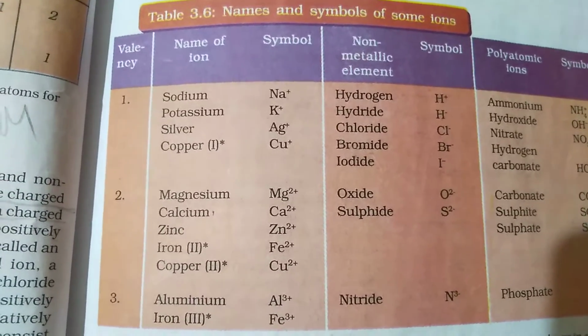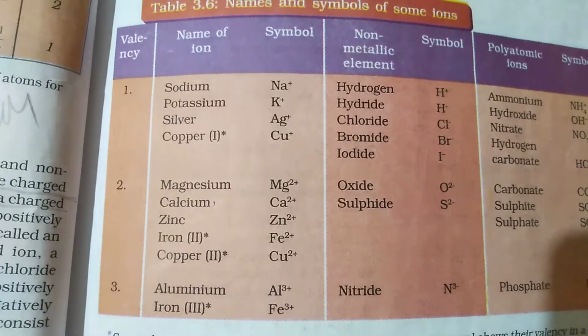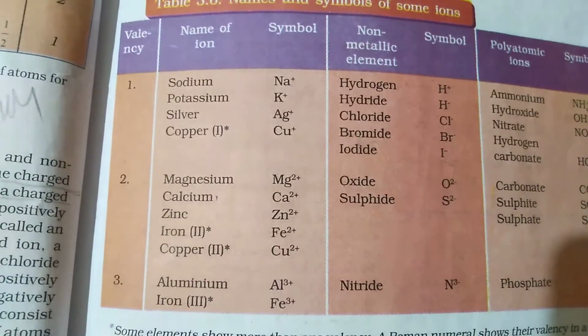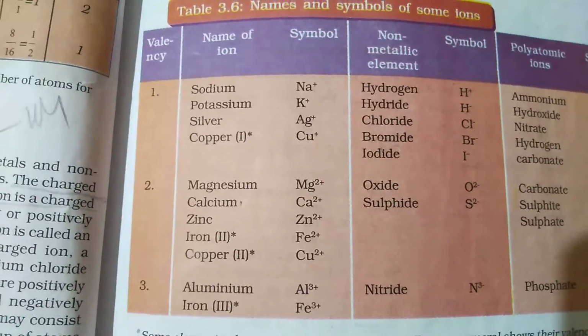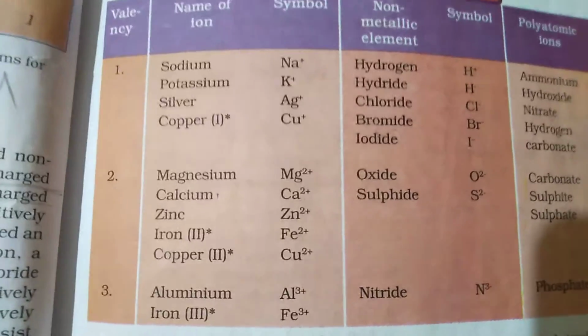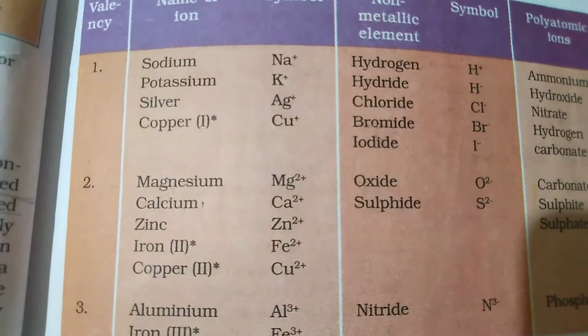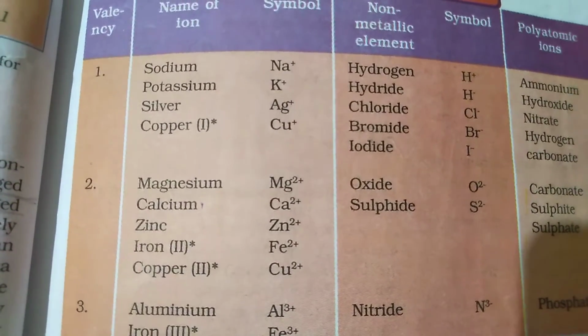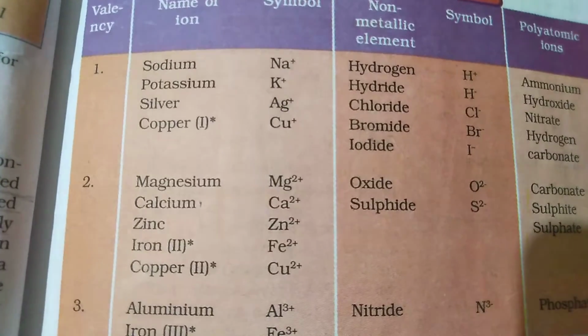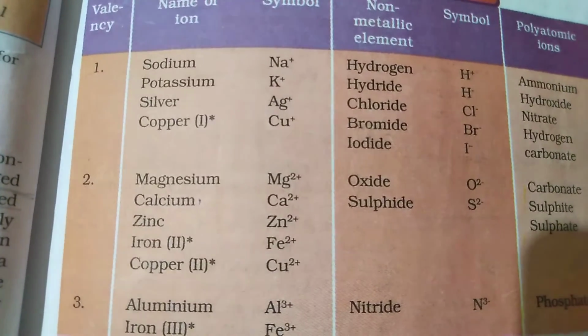Okay. Valency one. Which elements have one valency? Sodium, potassium, silver and copper. All these are metals. Metals are ready to give up electrons. These are Na+, K+, Ag+, Cu+. Where no number is given with the plus, you can think that it is 1. Plus 1, plus 1, plus 1.